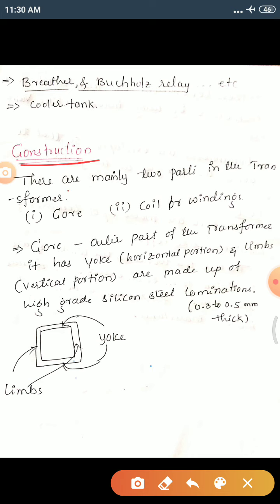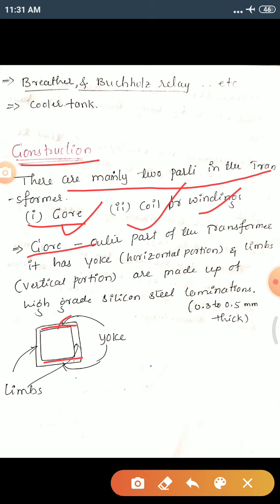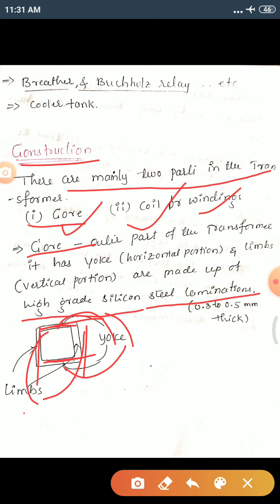As we have seen, there are mainly two parts of the transformer. One is the core, and the other is the coil or windings. Observe the core. In that core we again bifurcate into yoke and limbs. Horizontal parts are the yoke, and vertical parts are the limbs. This is made up of high grade silicon steel laminations.